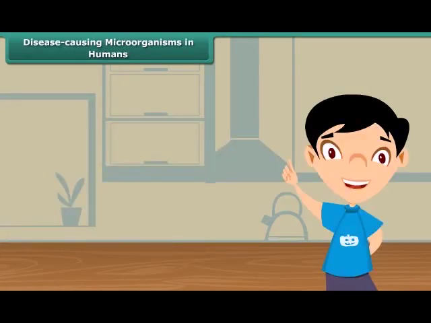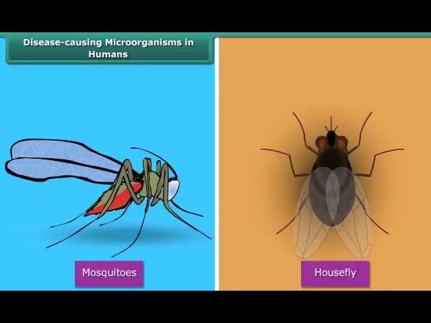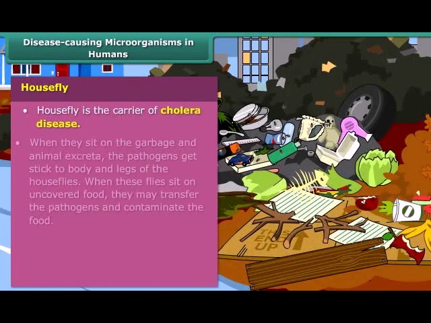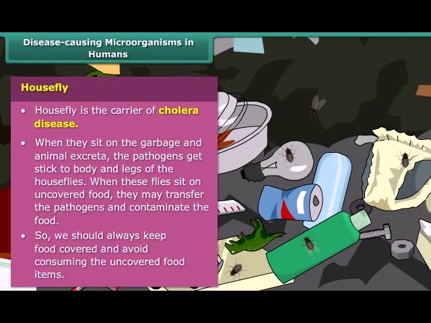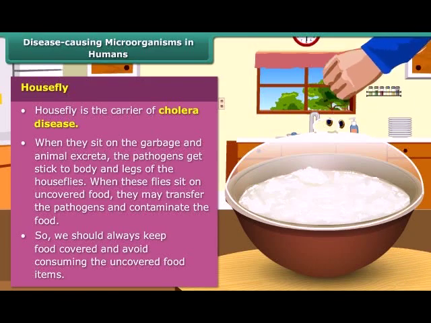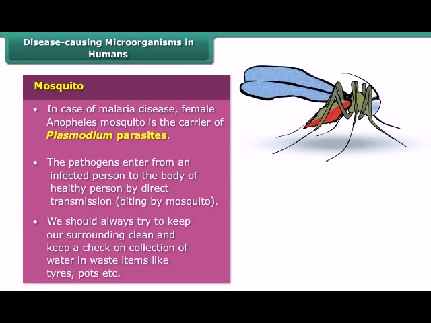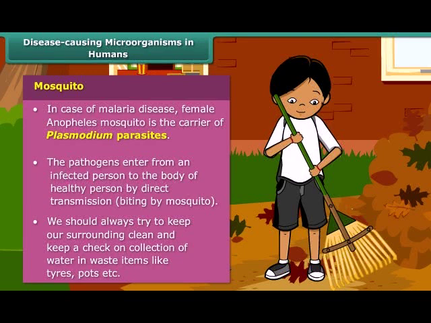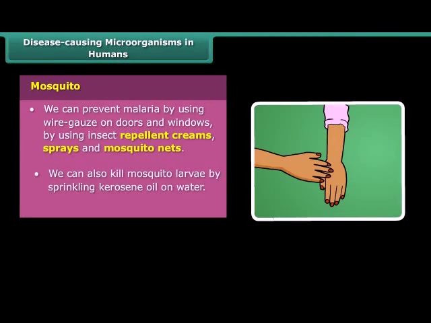Friends, some insects and animals that are found in our surroundings act as carriers of pathogens. Housefly and mosquitoes are common examples of such carriers. In cholera disease, housefly is the carrier of many pathogens. To prevent cholera, we should always keep food covered and avoid consuming uncovered food items. In malaria disease, the female Anopheles mosquito is the carrier of Plasmodium parasites. We should use repellent creams, sprays, and mosquito nets to prevent malaria.